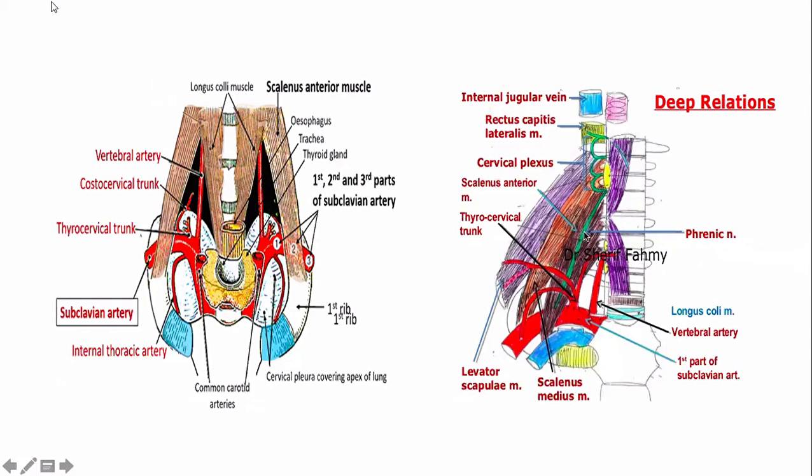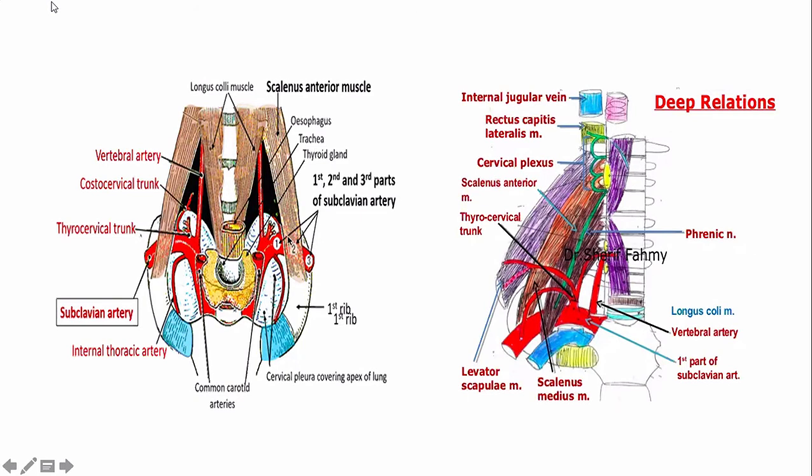This is the scalenus anterior muscle. Related anteriorly, these are the important structures: the phrenic nerve, which innervates the diaphragm. And the muscle divides the subclavian artery into 3 parts.